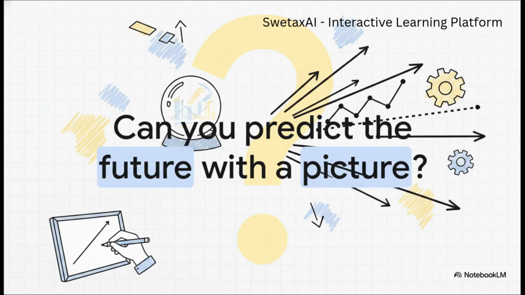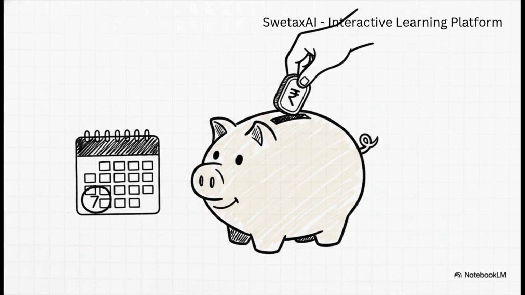I know, it sounds like something out of science fiction, but stick with me, because by the end of this, you'll see how a super simple drawing can show us patterns and tell us exactly where things are headed. All right, to figure that out, let's just forget about math completely for a minute. Let's start with a simple, real-world story.